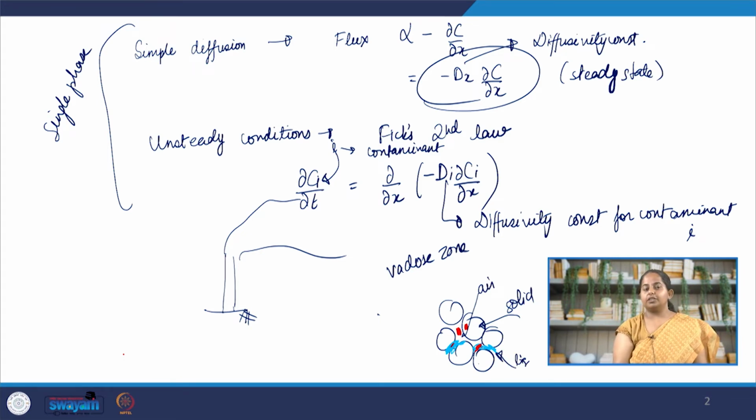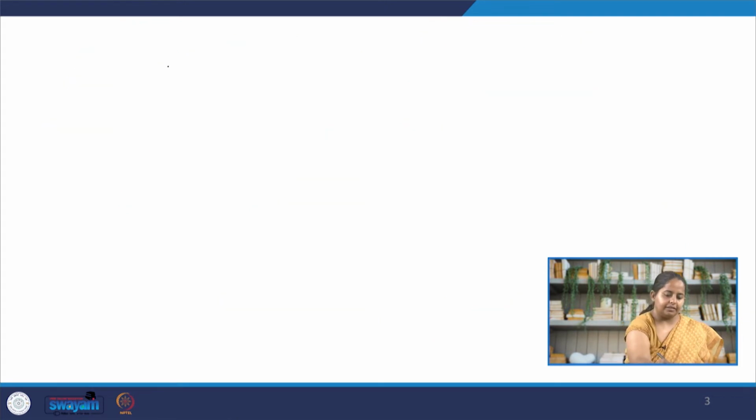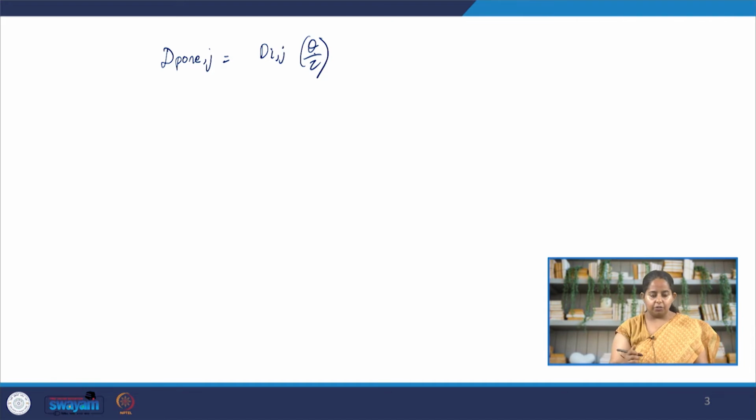Now for diffusion in such systems, we need to account for soil porosity and tortuosity. So then our formula looks something different. It will look like this: the diffusivity constant is what changes. So the diffusion through the pore will be equal to theta by tau, where D pore j, this particular term here, is diffusivity through pores filled with phase j.